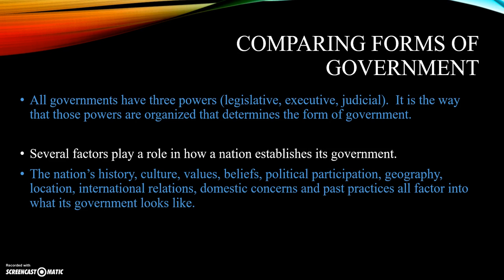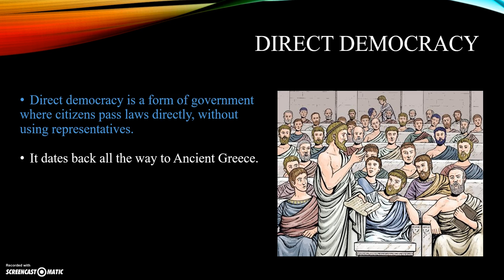Now, it all depends on a multiple array of things how a nation establishes its government. Part of its history and culture, it could be beliefs, geography, location, how it deals with other nations, international relations, all kinds of different things shape what a government looks like. Now, the first type of government we're going to look at is democracy. A democracy just means rule by the people.